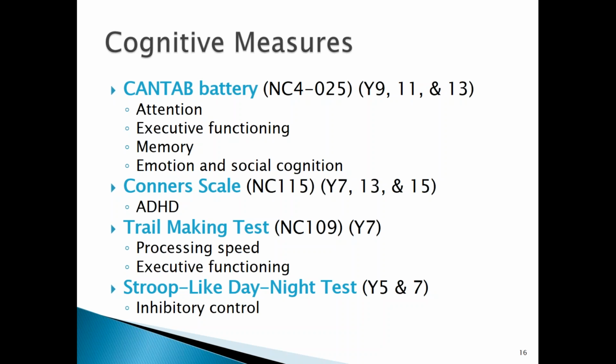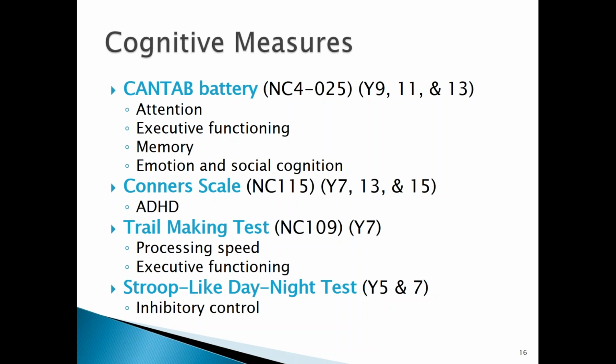Okay, moving on to the mental quality of life or mental health arena on that wheel, there are some of what I was referring to as cognitive measures. For example, there's a CANTAB battery, which is a pretty comprehensive computerized battery, available at years 9, 11, and 13. It covers several different areas, so attention, executive functioning, memory, emotion, and social cognition are some of the areas covered on that CANTAB.